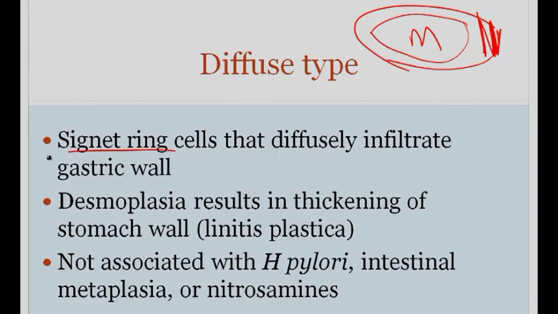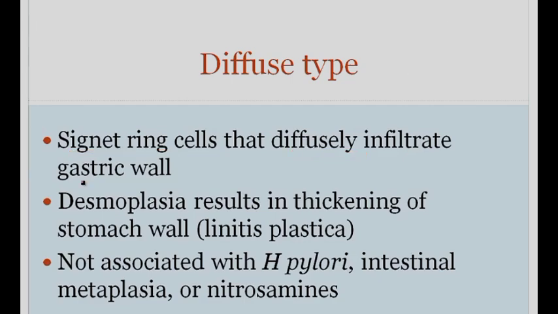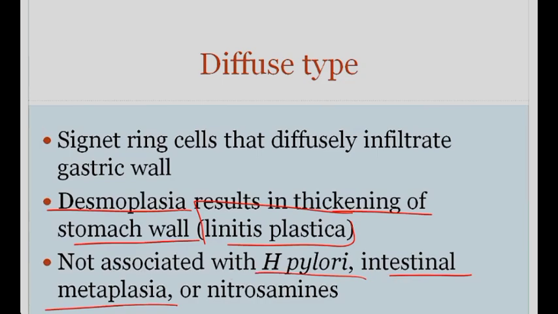Now in the diffuse type, these signet ring cells diffusely infiltrate the wall of the stomach, and that results in something called desmoplasia. What's desmoplasia? Desmoplasia is a reactive response of the stroma, so it's basically fibrous tissue and some blood vessels that occurs in response to the invasive tumor. This desmoplasia results in thickening of the stomach wall so that these patients get linitis plastica. Important to note, this is not associated with H. pylori, it's not associated with intestinal metaplasia, and it's not associated with nitrosamines.